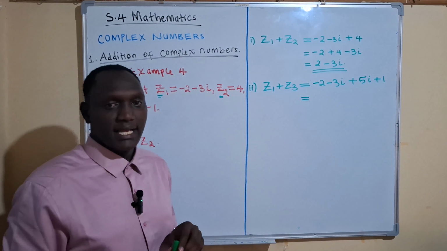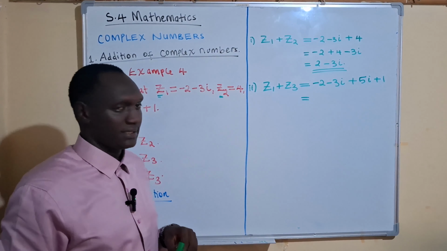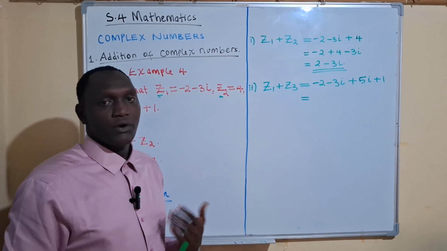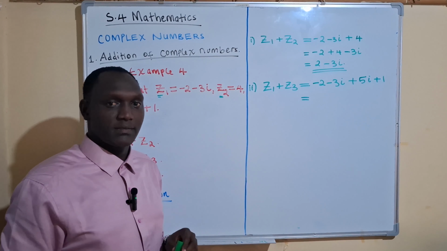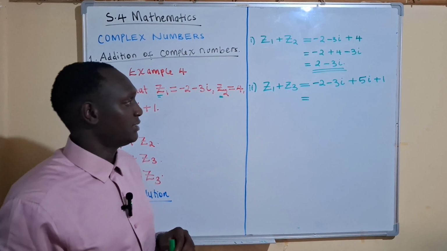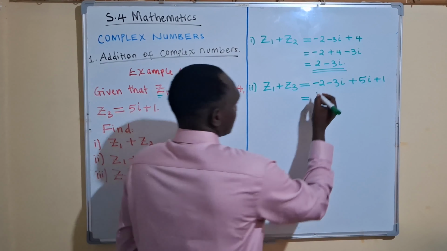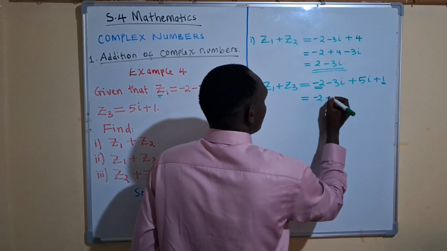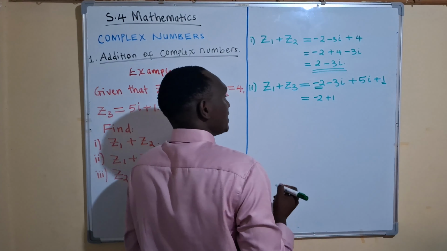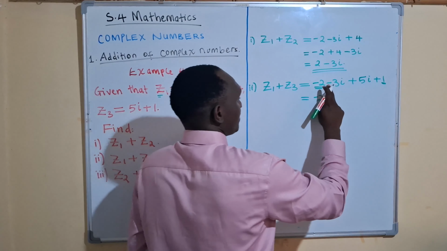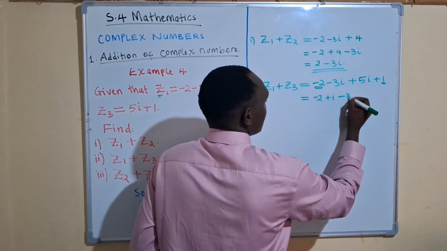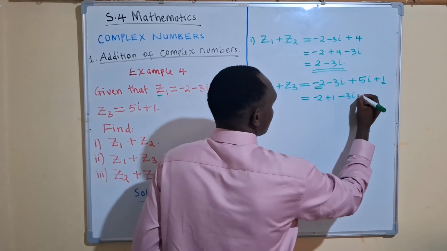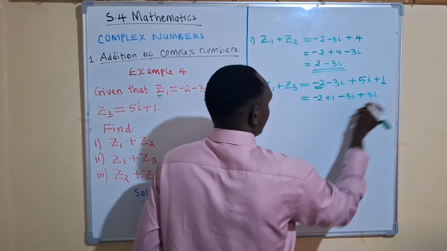When you are collecting the like terms, the choice is yours. You can begin with the real parts together, or you can begin with the imaginary parts together. So let me start with the real parts. -2 plus 1. Going to the imaginary part, 3i has a negative sign before it, so we shall say minus 3i. 5i has a positive sign before it, so we shall say plus 5i.